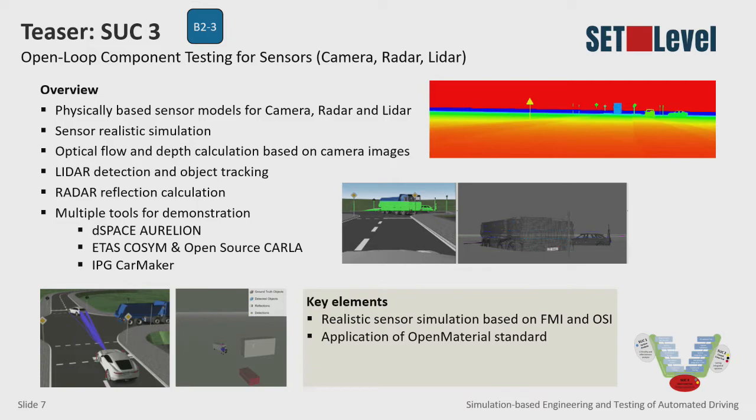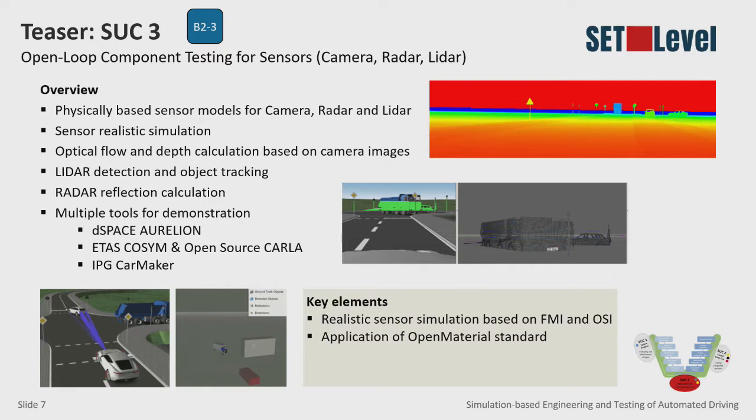And therefore, the different tools that have been used, like DSpace Aurelion, ETAS with their COSIM, and open source implementation Carla, but also IPG with CarMaker, were executing these simulations with different sensor technologies. And they managed to integrate the sensor models that model the physical effects in great detail, even within an FMU, which is following the FMI standard, therefore provides an aligned interface to the outside world, and can be incorporated also based on the OSI standard.